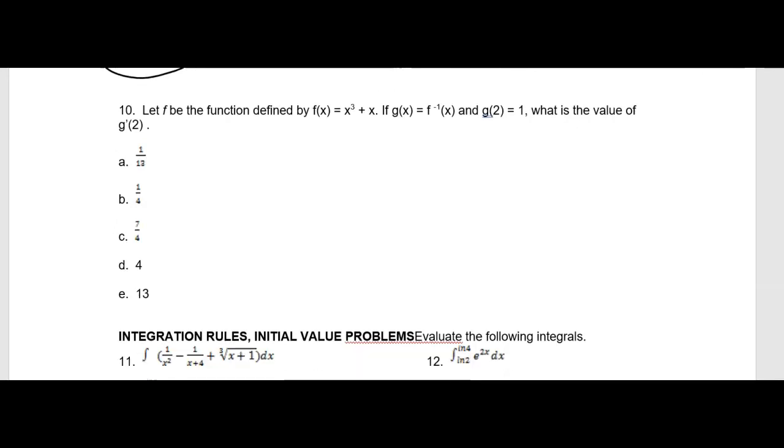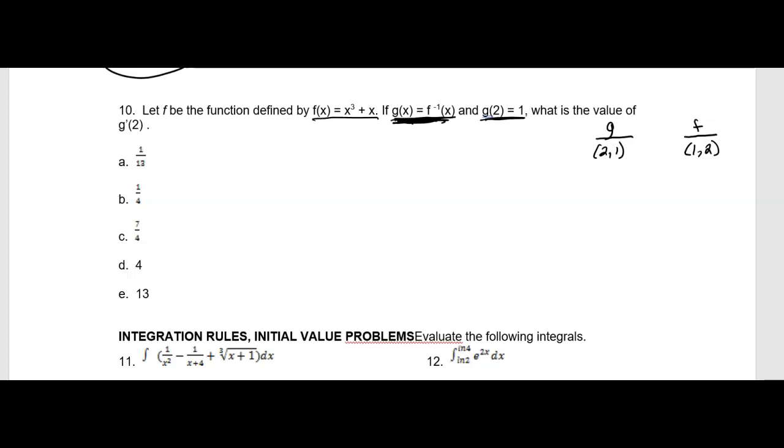So for this one, saying let f be a function, here's your function for f. And then they introduce a new function, g, and all they're telling you is g is the inverse of f. Then they tell you that g of 2 is equal to 1. So right away, maybe make a note of this. For the function g, we know the point (2, 1) is on there. If g is the inverse of f, then for the graph of f, the point that we know for sure is on that graph would have to be (1, 2).